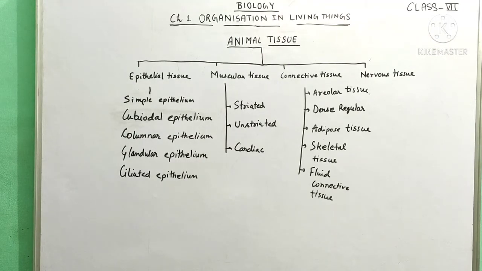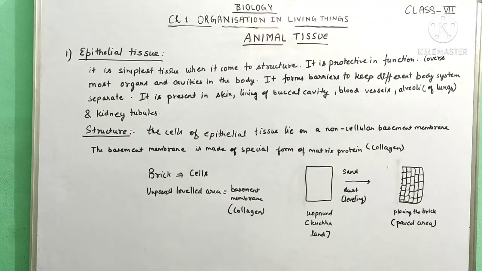So let's first of all move to the first type of tissue, which is epithelial tissue. It is the simplest tissue when it comes to structure. Its function is protective, like the function of epidermis that was present in plants. The epithelial tissue covers most organs and the cavities in the body. It forms the barrier to keep different body systems separate. It means that there are different body systems, there are different tissues, and in order to have proper function of this tissue, we need to keep it separate. This function is performed by the epithelial tissue.